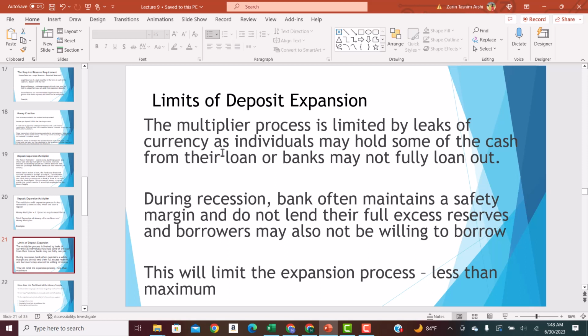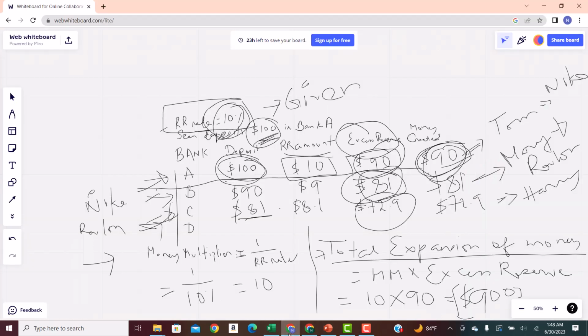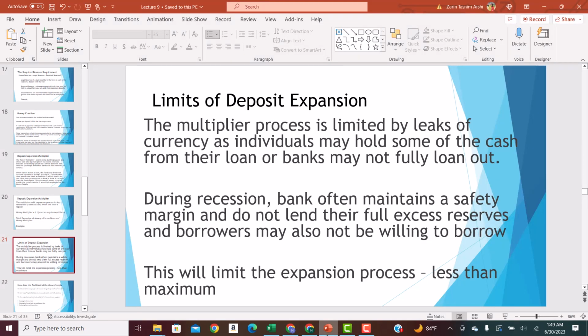There are two things that can limit this expansion. So the first one is, going back to this example, Tom gets a loan of $90 from bank A, and then he goes to Nike to buy a shoe, but he only buys the shoe for $70. And the remaining $20, he keeps as cash in his savings. So that extra $20 has not been used.